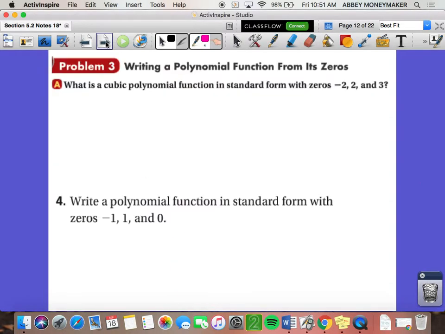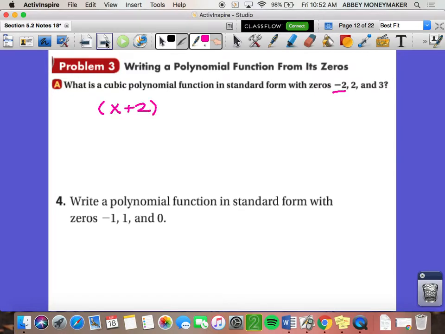Let's try another one. Let's make it a little bit harder. What is the cubic polynomial function in standard form with zeros at negative 2, positive 2, and 3? Can you all feel comfortable going straight into factored form? Do you all feel comfortable? Yes. Okay, good.